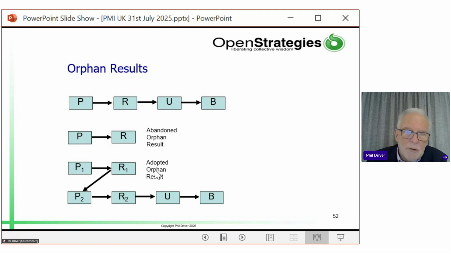However, there's a different type of lovable orphan result, and these are the ones that get adopted. So you might run a project to produce a result that another project adopts. I deliberately use the word adopt, not use, because the use is out here. So orphan results can get adopted to produce another result that ultimately gets used to create a benefit.